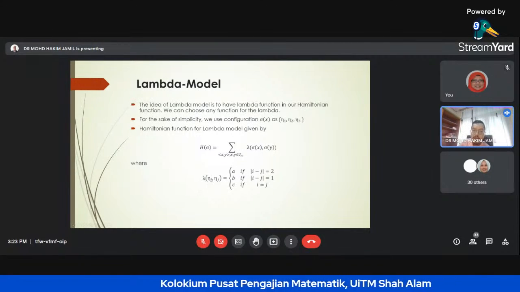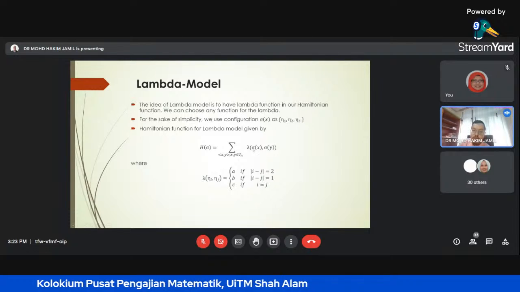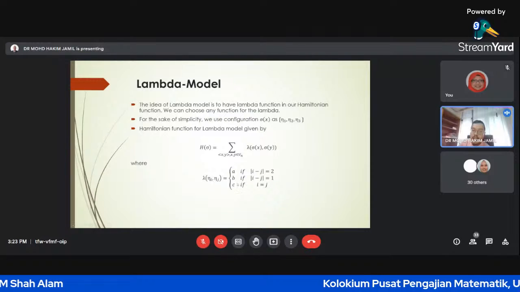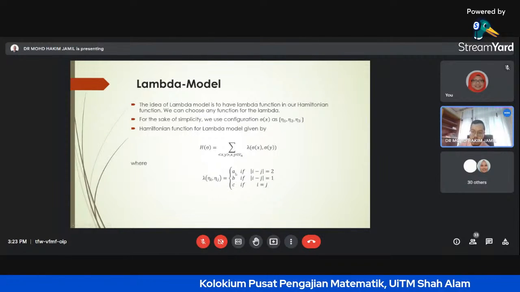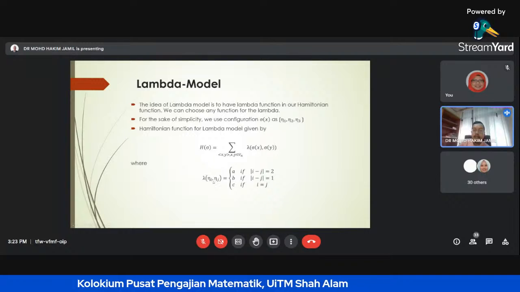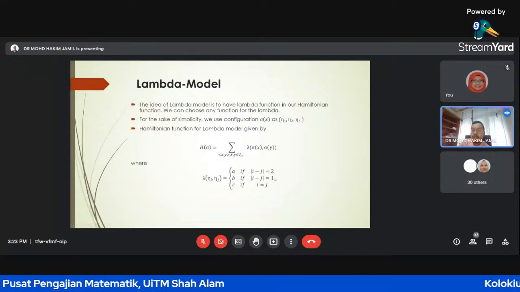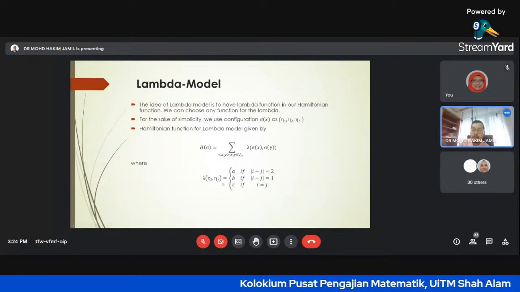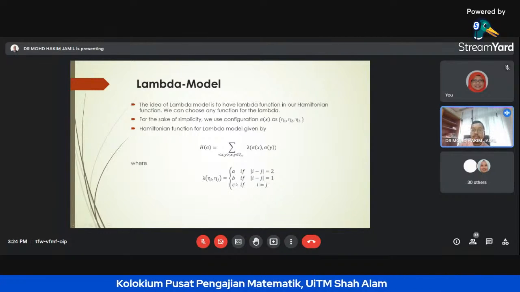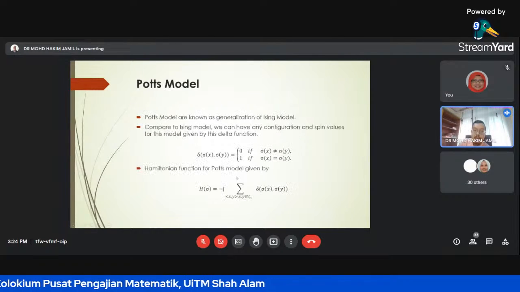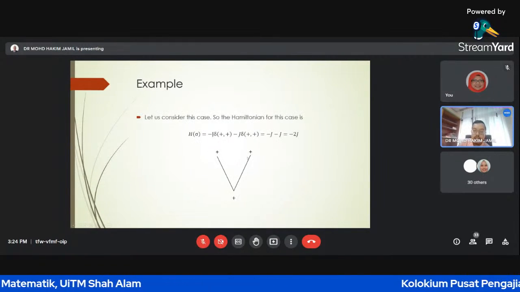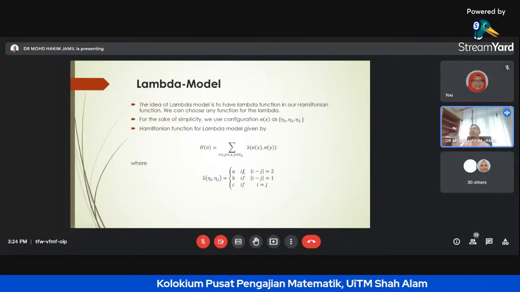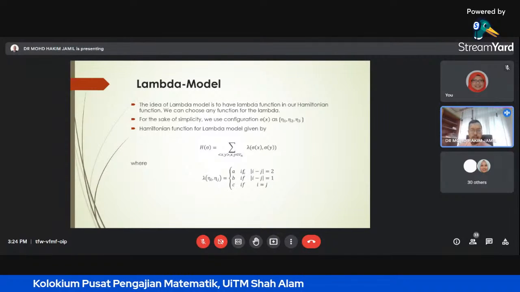The lambda function takes two configurations, eta i and eta j. When the difference between i and j is 2, we have A. When the difference between i and j is 1, we have B. And when i is equal to j, then we have C. As we can compare with the Potts model, where we have 0 and 1, in this case we put A, B, and C. So this A, B, and C can be any number.